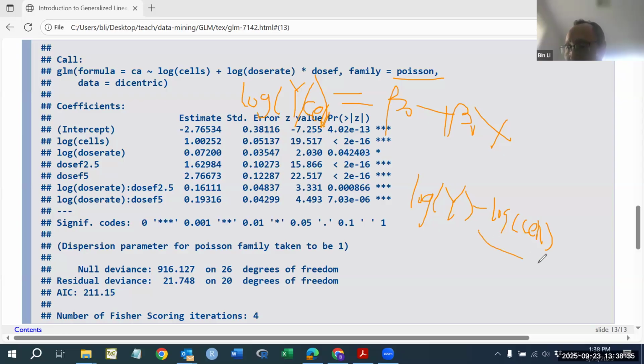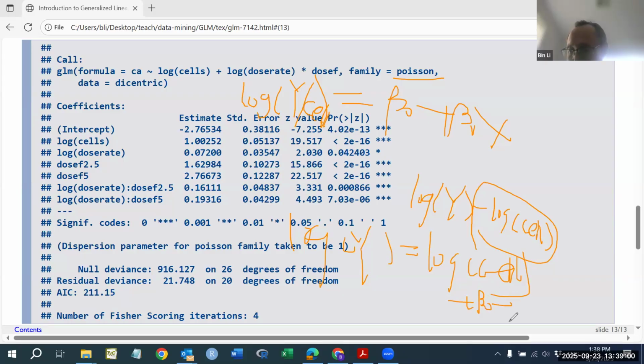And then if we move this term to the right-hand side, it becomes what? So this model just becomes the log of the y equals the log cell plus beta 0 plus beta 1x, right? So you can see we have a term called the log cell here with the coefficient exactly 1. And this is exactly the case here. You see, the coefficient is very close to 1.